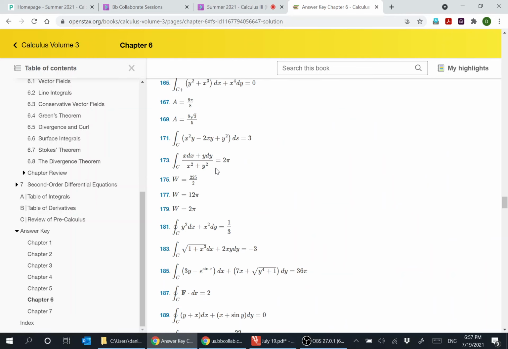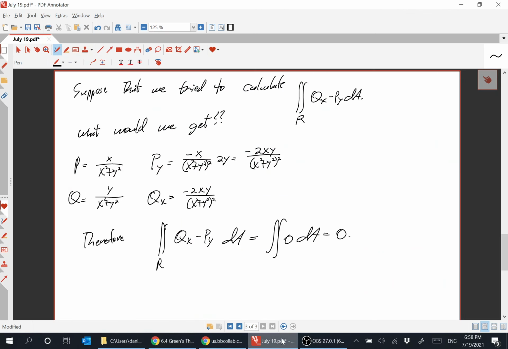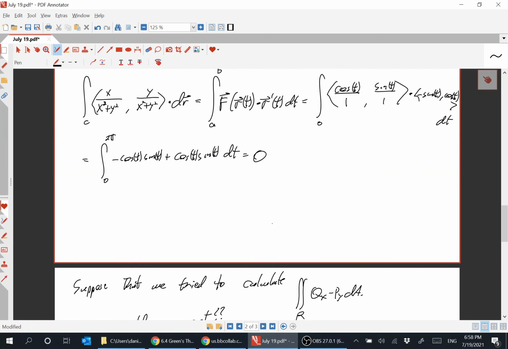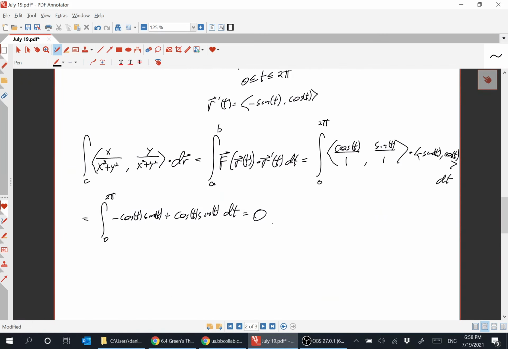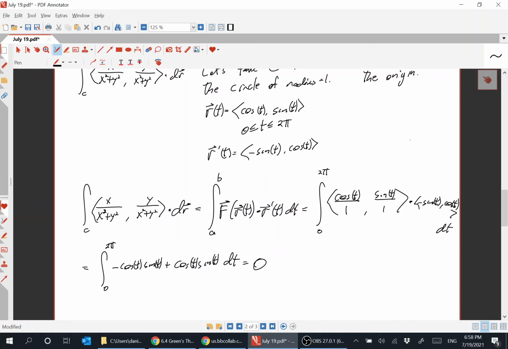Two pi. Did we calculate something wrong here? Minus sine t cosine t plus sine t cosine t. What happened here? So this is cosine over cosine squared plus sine squared. Sine over cosine squared plus sine squared.